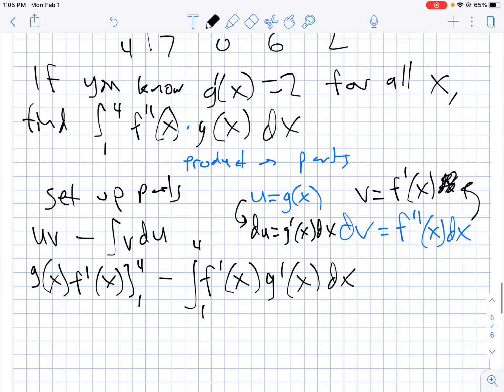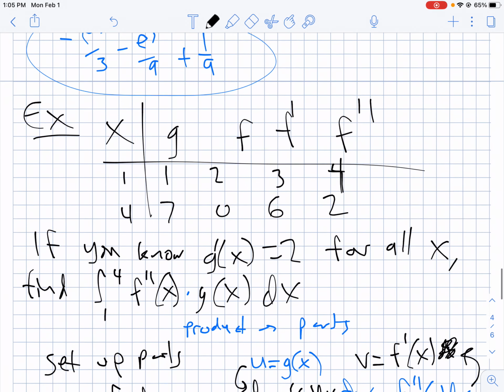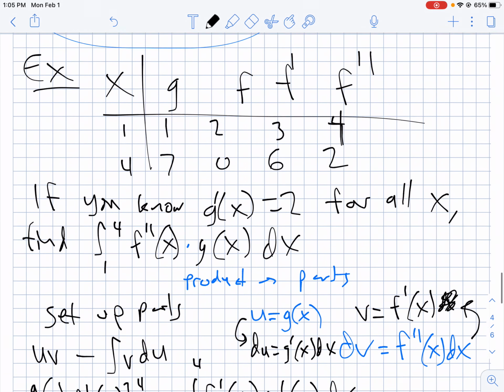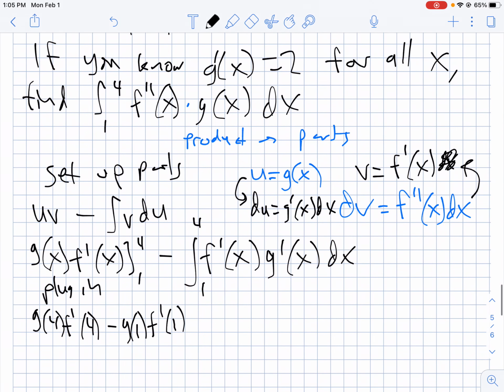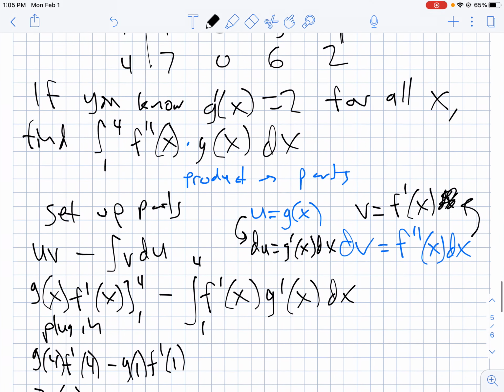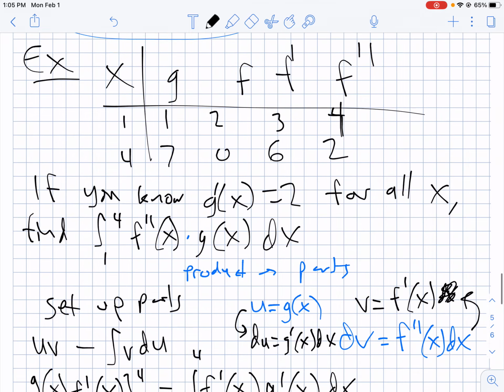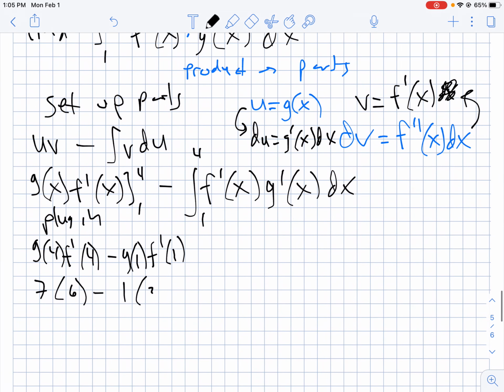Now, the first part of this is pretty easy, right? We're just going to plug in. This is g of 4 times f prime of 4 minus g of 1 times f prime of 1, and we can get those values from the table. G of 4, they told me, is 7. F prime of 4 is 6, so 7 times 6. G of 1 and f prime of 1 are 1 and 3. That worked out pretty easily, and then we're going to be subtracting.